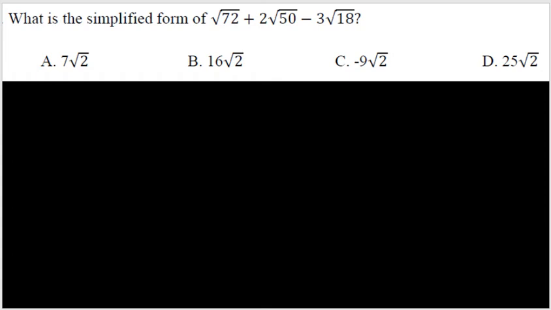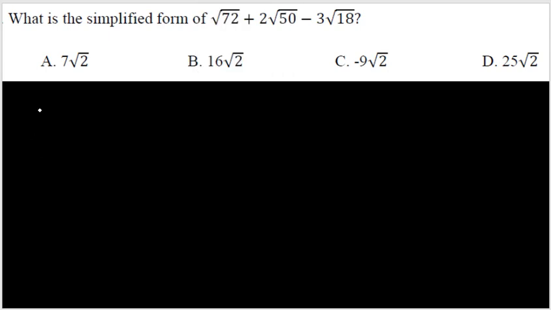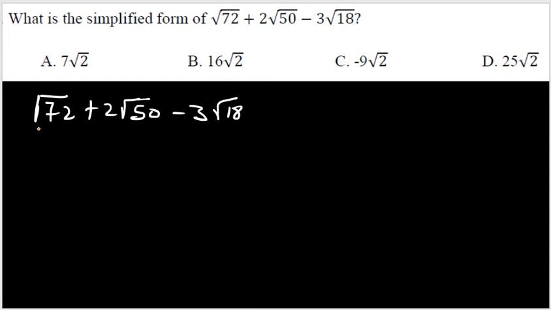The second question: what is the simplified form of square root of 72 plus 2 radical 50 minus 3 radical 18? Square root of 72 plus 2 square root of 50 minus 3 radical 18. This time, let us try to simplify the ones found in the square root. Radical 72 can be written as radical 36 times 2.